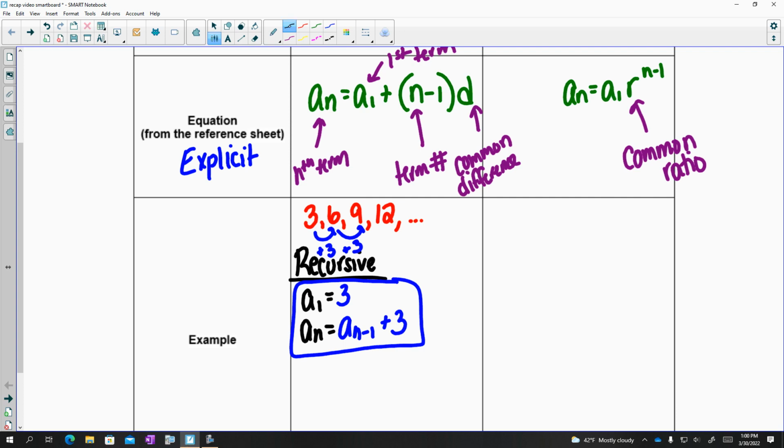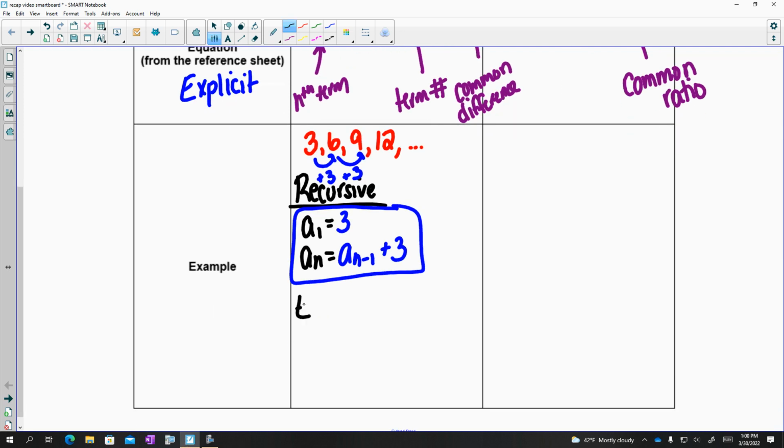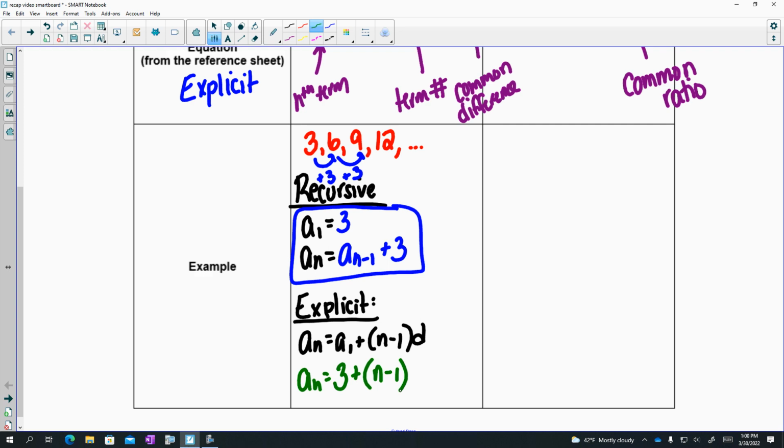If I'm doing an explicit formula, I'm going to start by copying down the formula on the reference sheet. A sub n stays, it's like a y equals. My first term is 3 plus n stays because that's like the x in your equation, and d is your common difference, what's being added or what's changing every time. And remember, this is really multiplication even though it doesn't show it, so I'm multiplying by 3.